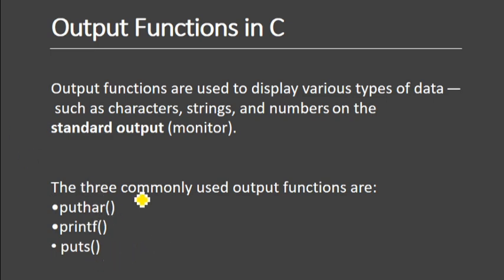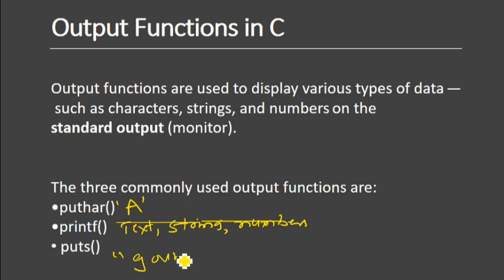The putchar function only displays a character onto the screen, and printf may display text, strings, as well as numbers. Finally, the puts function, the put string function, is used to display only strings as our output. So putchar displays only a character, printf displays text, strings, or numbers, and puts prints only strings onto the screen.